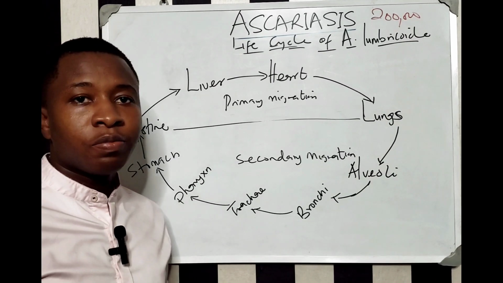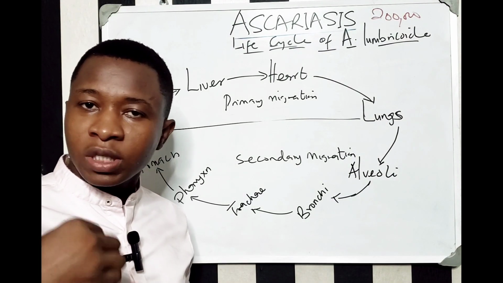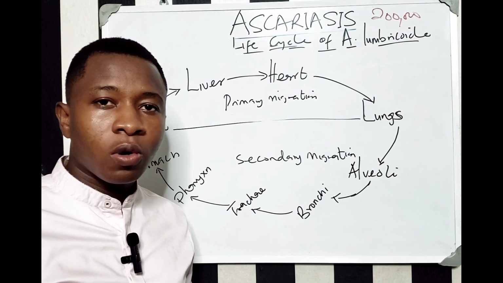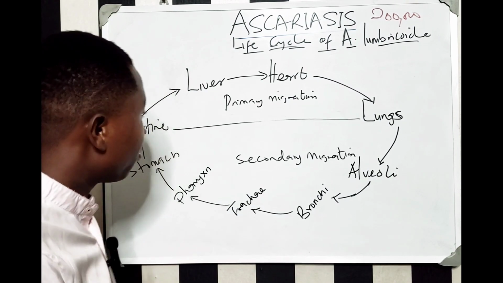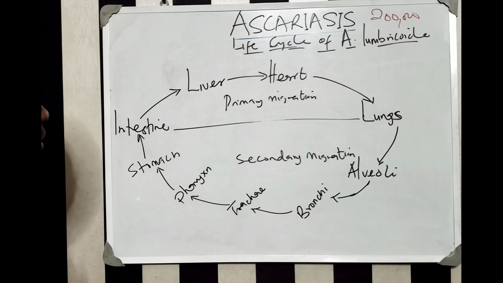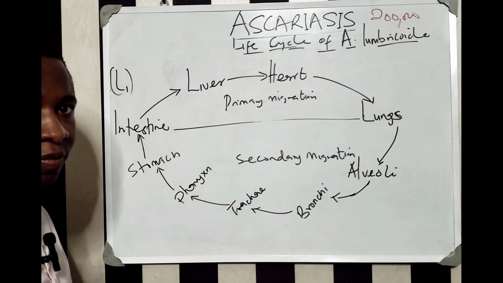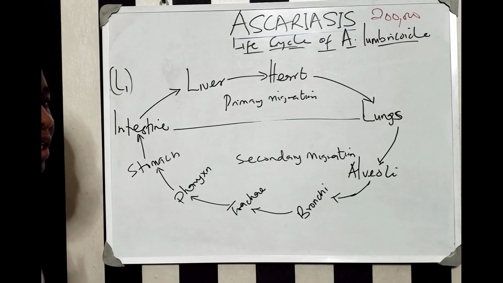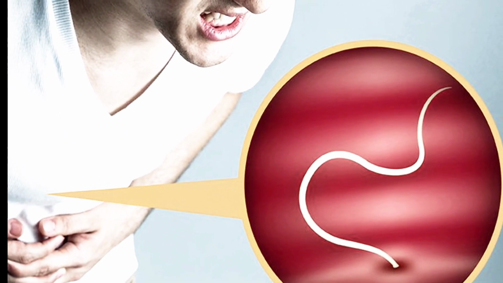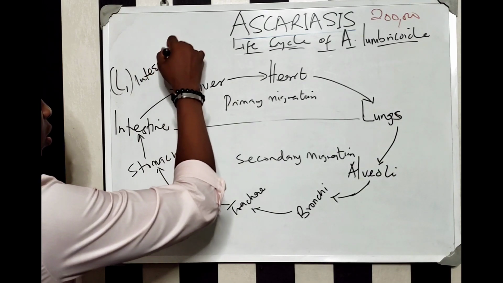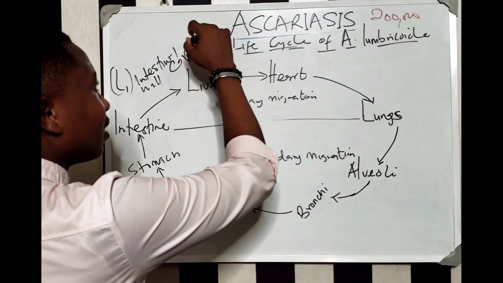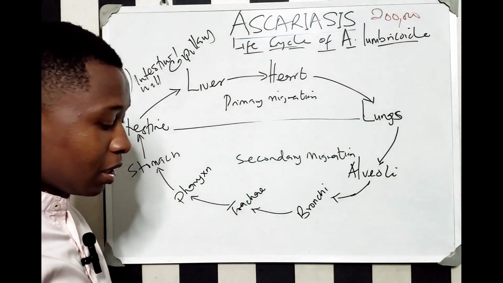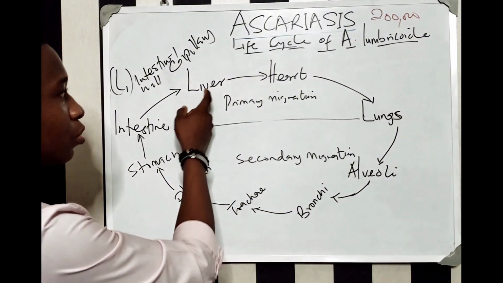Now, the life cycle of Ascaris lumbricoides begins when you ingest contaminated food or water. So when you ingest food that is contaminated with the egg of Ascaris lumbricoides, the life cycle begins. Now, when it gets to your intestine, it hatches to form larva 1, which is the first stage of the larva. Now, from the intestine, it begins to burrow the mucosa of the intestinal wall to look for a capillary. So when it finds a capillary, it gets into the capillary, and the capillary takes it directly to the liver.